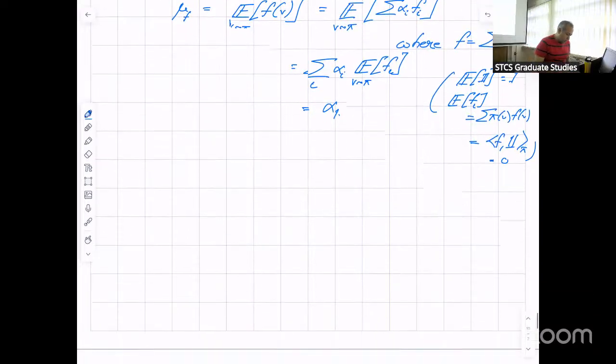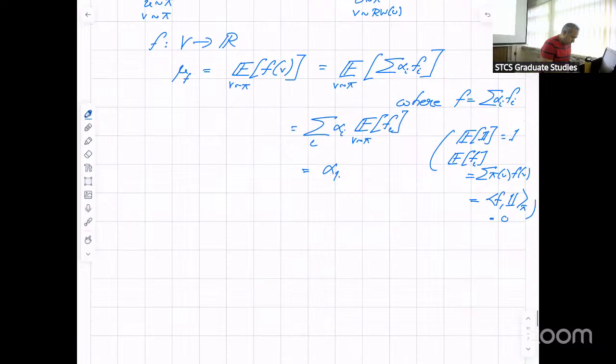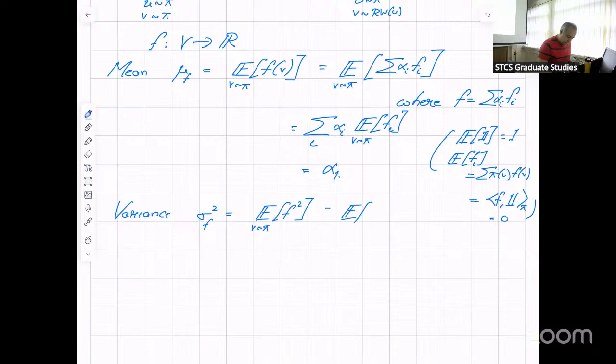And that is the mean. Let's also talk about the variance, which is sigma squared of f. What is the variance? It's the expectation of the square minus the square of the expectation.